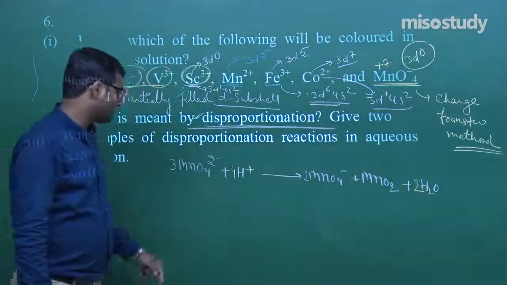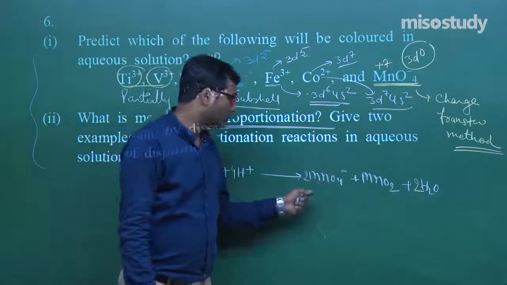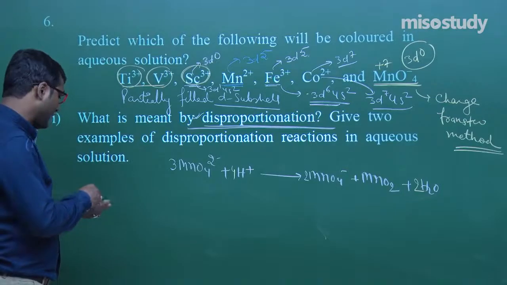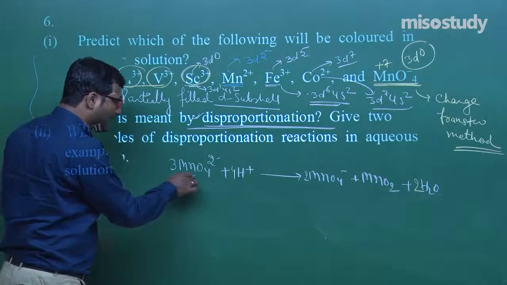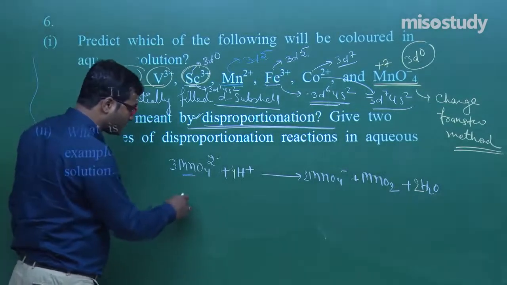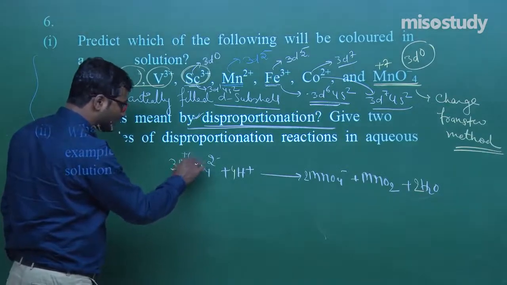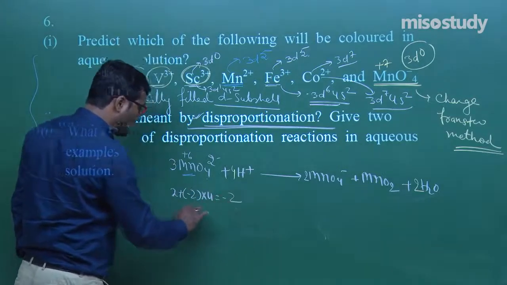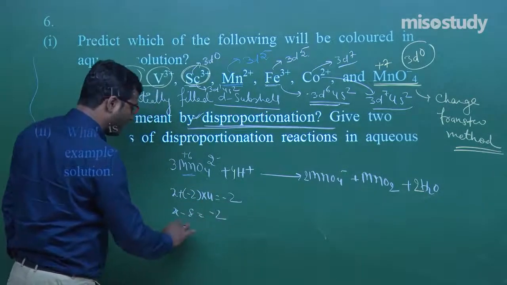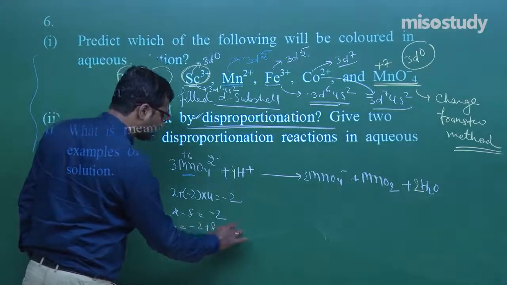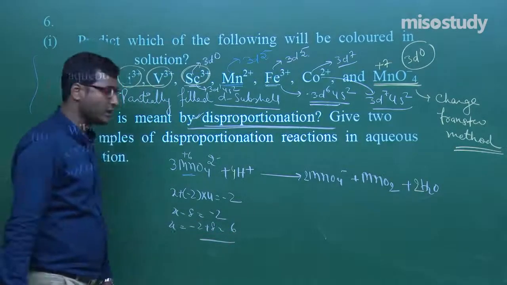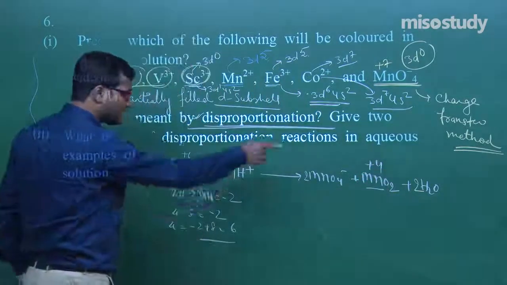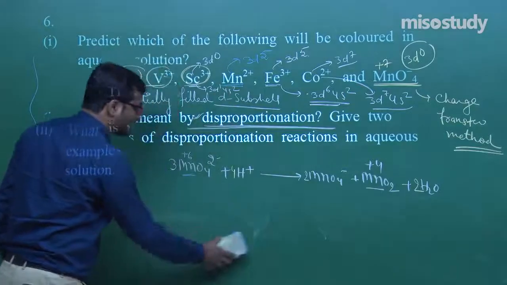Now, what is the number of oxygen here? 4, 3, 12; 4 plus 8 is 12, so 4 H plus. Clear? Now here is Mn. What is the oxidation state of Mn in MnO4 2 minus? Let me check: x plus minus 2 into 4 is equal to minus 2, so x minus 8 is equal to minus 2, x is equal to plus 6 oxidation state. But in MnO2, Mn is in the plus 4 oxidation state. So plus 6 converted to plus 4; that is reduction.